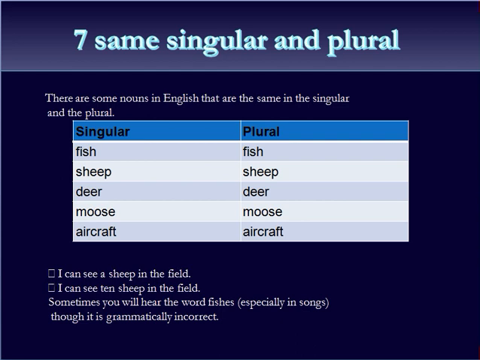So here are some points to remember. I can see a sheep in the field and I can see 10 sheep in the field. Here the word sheep is used both as singular and plural. Sometimes you will hear the word fishes, especially in songs, though it is grammatically incorrect, but we do use it sometimes. So do not worry. You remember what you have learned and you try to use it as much as you can whenever you have to, okay? So let's move on to the next topic now.